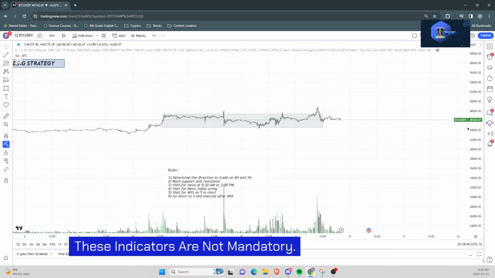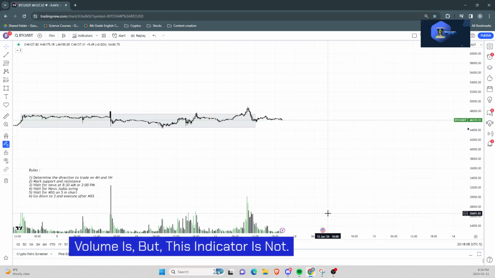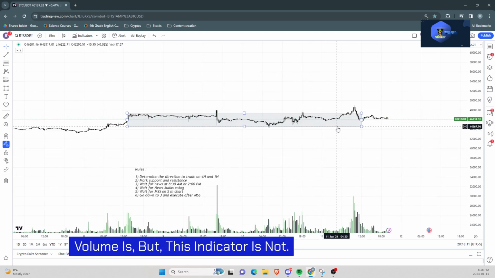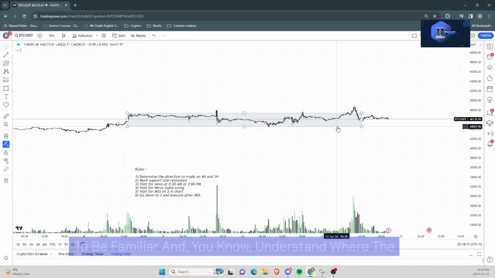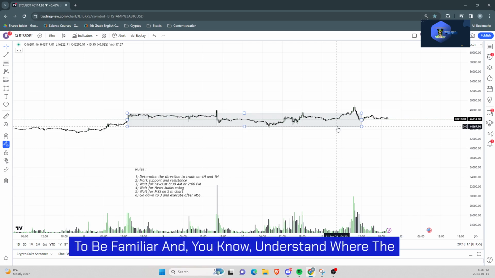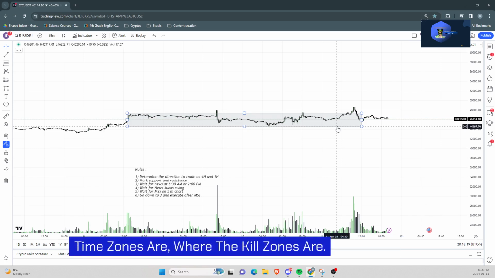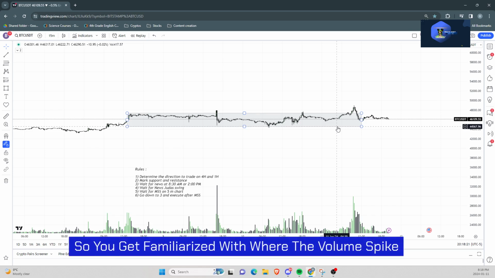These indicators are not mandatory. Volume is, but this indicator is not. I just wanted you to use that indicator to be familiar and understand where the time zones are, where the kill zones are, so you get familiarized with where the volume spike usually happens.